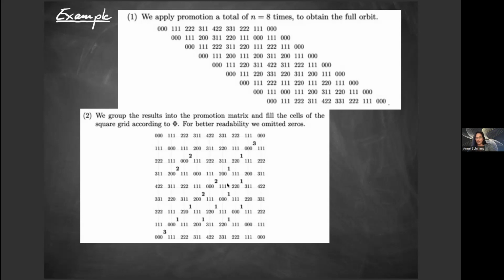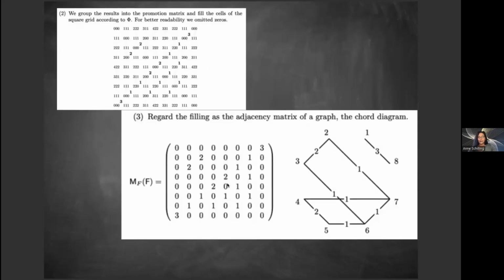Okay, so now these numbers appear, and that gives us a matrix, and then you view this matrix as the adjacency matrix of your chord diagram. So that was sort of like a crash course in how you can go from these highest weight elements to a chord diagram.